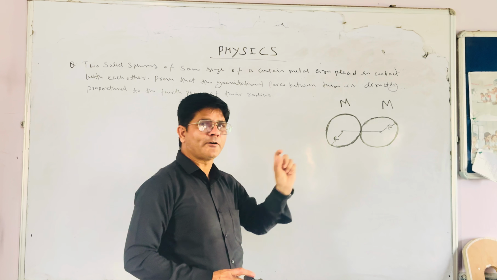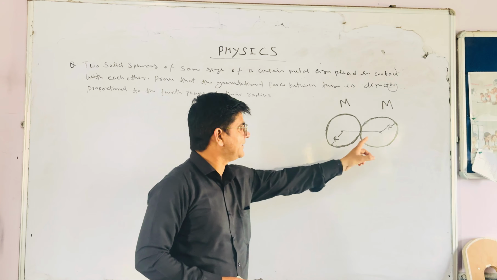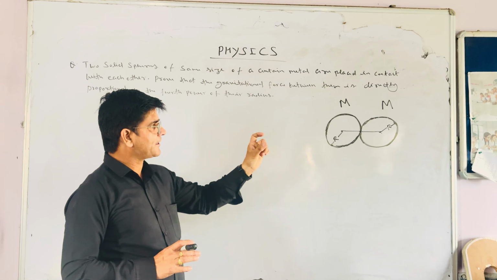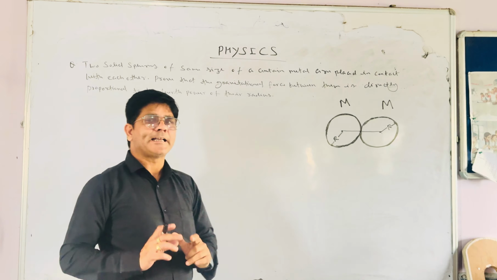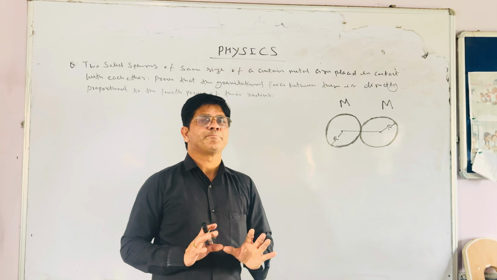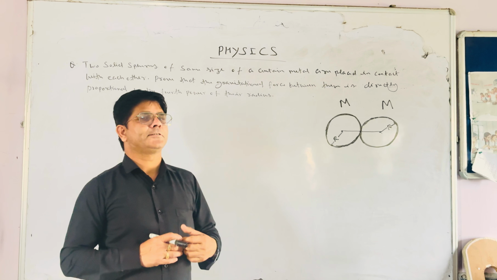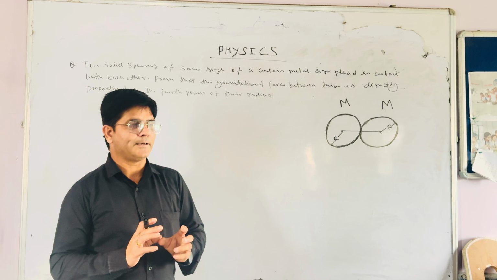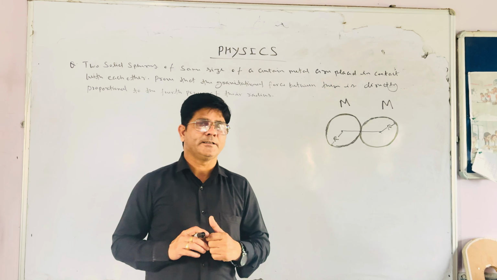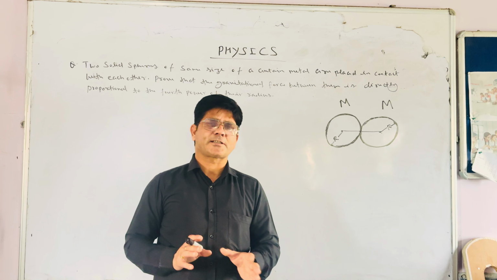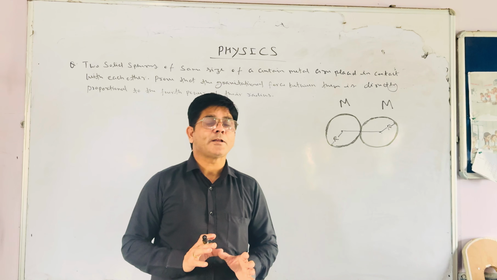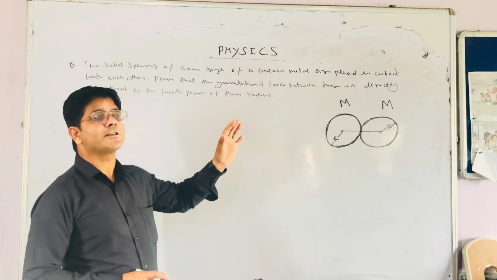As the two spheres of the same mass m and the same radius are in contact, we have to prove that, according to the question, the gravitational force between these two spheres is directly proportional to the fourth power of the radius of each sphere. Normally, according to Newton's law of gravitation, we know that the gravitational force between two objects is inversely proportional to the square of the distance between them. But here we have to prove it is directly proportional to the fourth power of the radius of each sphere.